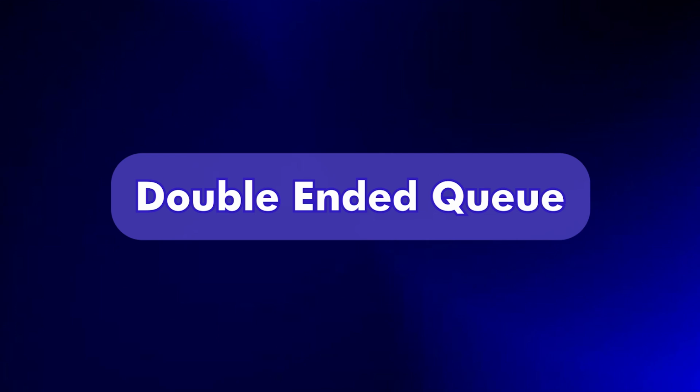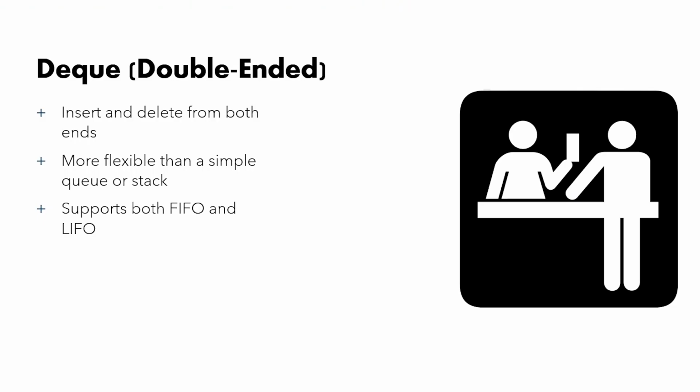Now we're going to be learning about the double-ended queue, also known as Deque. This is a type of queue that allows insertions and deletions from both ends. You can insert or delete at the beginning, you can insert or delete at the end. And because you can insert and delete from both ends, it supports the first in, first out, and the last in, first out. And we'll start by implementing this data structure using Python. Later on, we're going to learn about the Deque from the collections module.